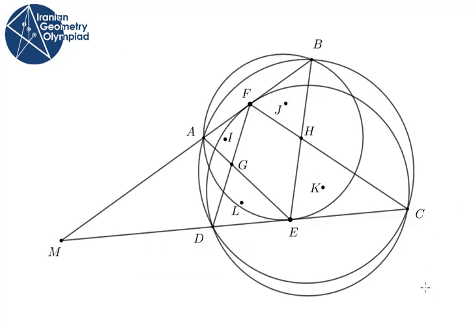Now, if AB and CD are not parallel, they meet at a point that we name M. Now, this angle is half of the arc AE in this circle. And because EM is tangent to this circle, AEM is also half of the arc AE. So these two angles are equal.